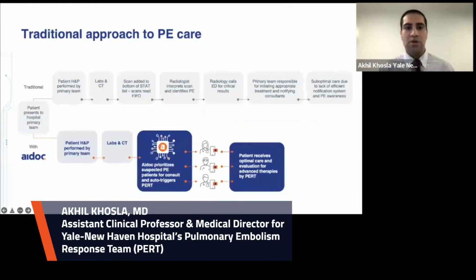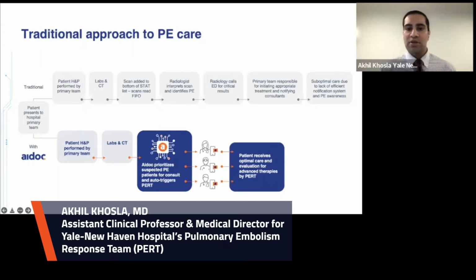So when we think about the approach to PE, looking at the traditional workflow for PE patients, when a patient is admitted to a hospital or is being evaluated in the ED and a diagnosis of PE is entertained, a CT scan is usually obtained. Once that CT scan is completed, those completed images are uploaded as a final study to a work list of additional completed CT images that a radiologist then has to interpret. Once that radiologist interprets the scan, if it's positive for a PE, they then have to notify that primary team.